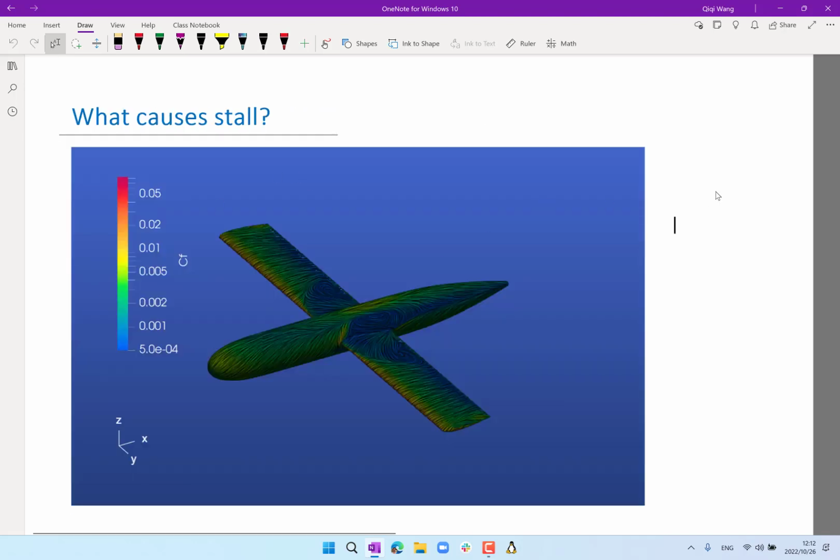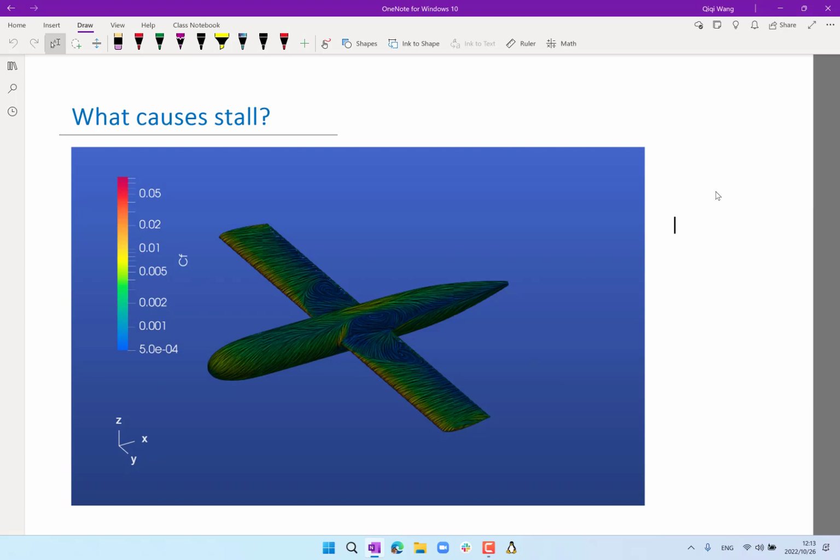So what causes stall? Remember when we were looking at the performance of different airfoils? This is the symmetric NACA 0012 airfoil put on top of a fuselage. At high enough angle of attack, at high enough lift coefficient, we see that the drag increases pretty dramatically. It deviates from this seemingly parabolic line and increases a lot more than at lower angles of attack. And the L over D also drops accordingly.